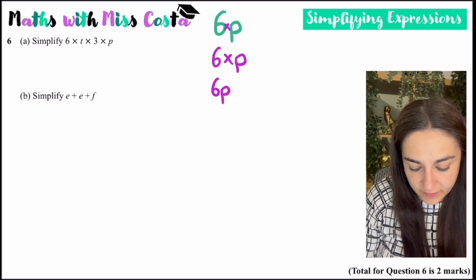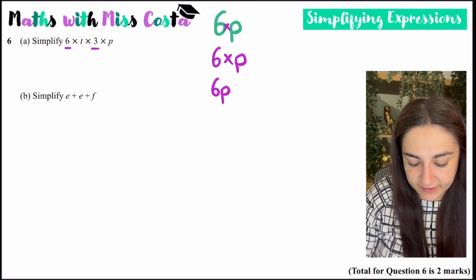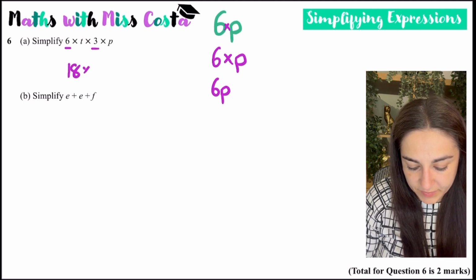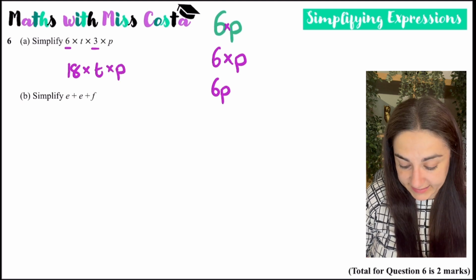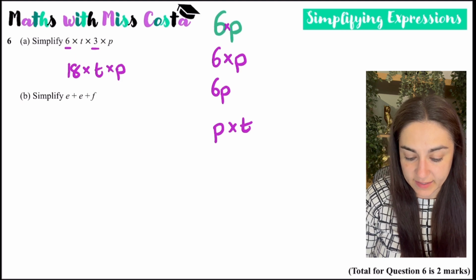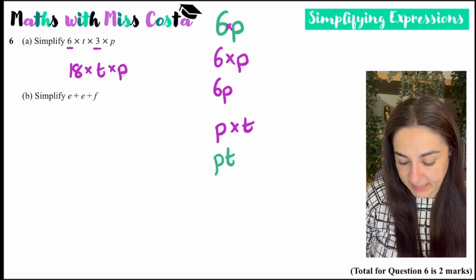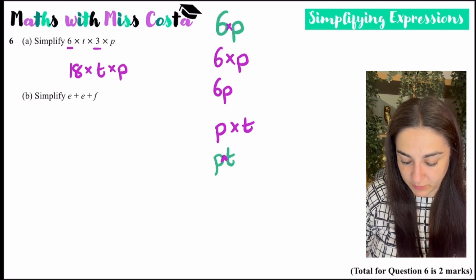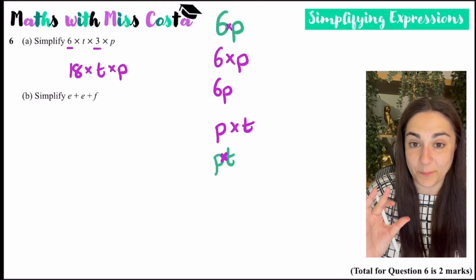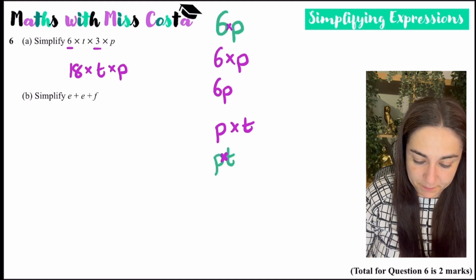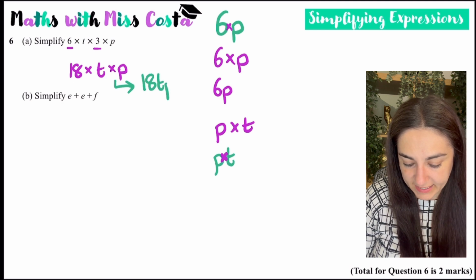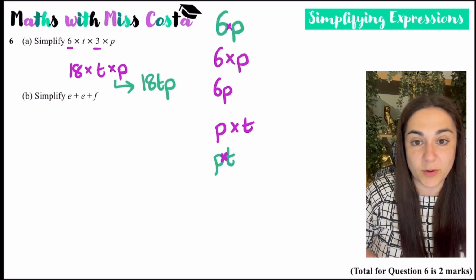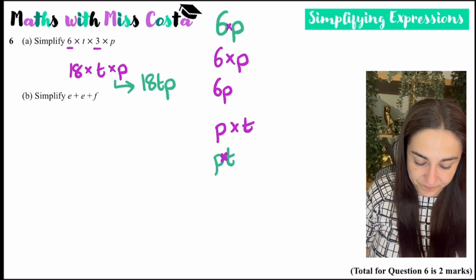So here what I can do is I can say, okay, 6 times 3 is 18. So I'd be left with 18 times t times p. And in algebra, when I'm multiplying letters together, so for instance, p times t, I would write that as pt, because this little invisible algebraic multiplication sign is implied. So to simplify this, I would just write 18tp. Whenever you're simplifying with multiplication, you never write the multiplication.